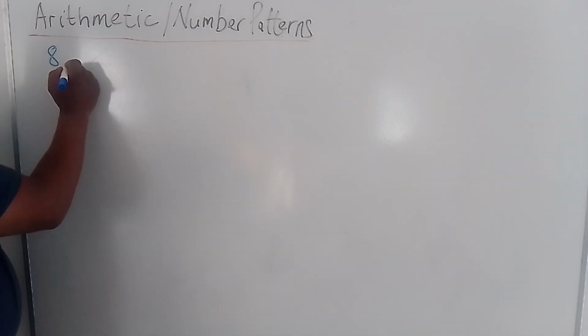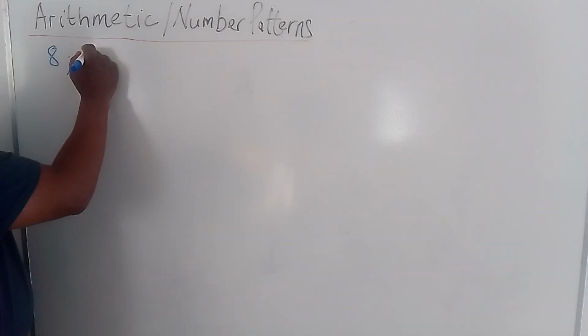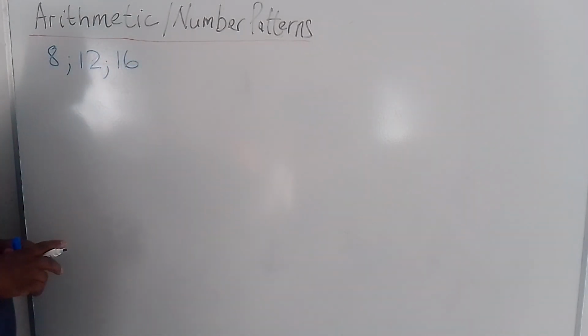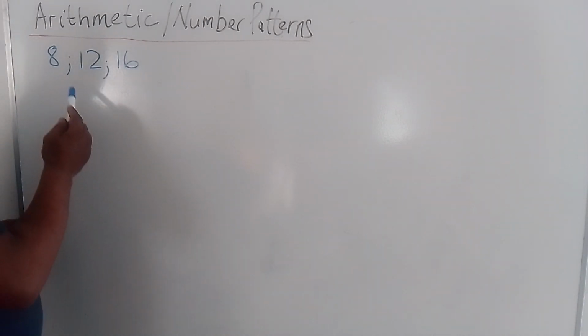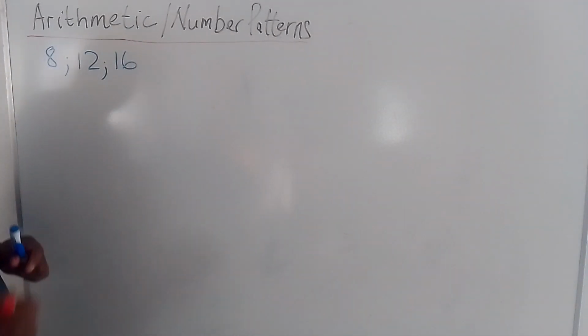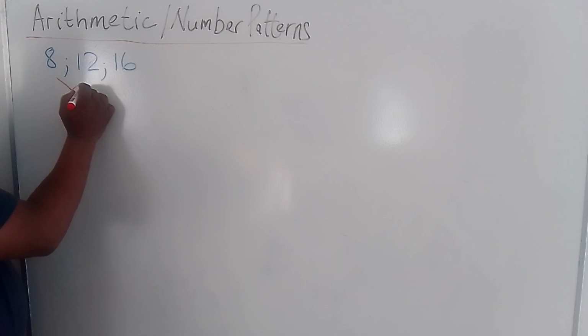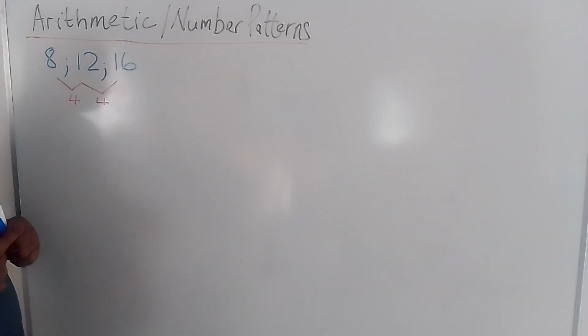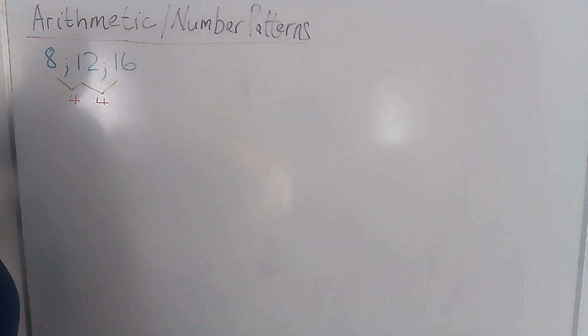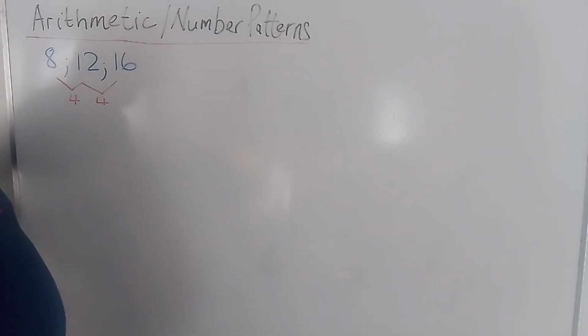Let me start with 8, 12, 16. Now, as we can see, in this number pattern, a number 4 is added every time. So we must work out the general term, and when we have the general term, we can work out any term.